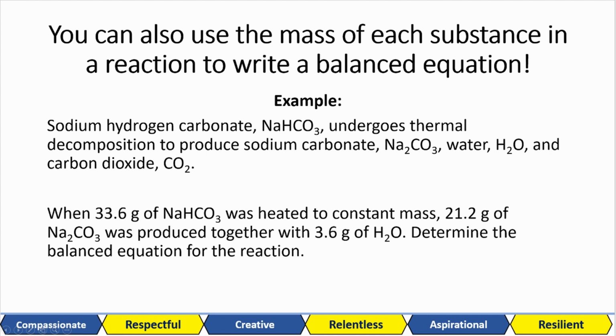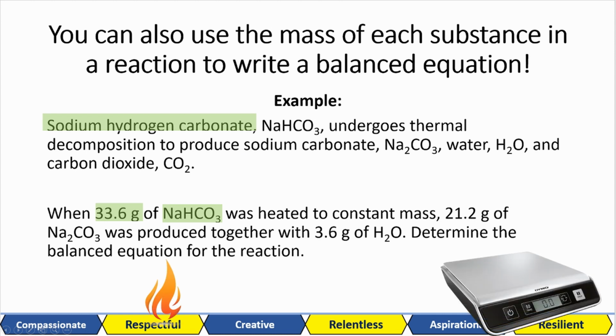When 33.6 grams of sodium hydrogen carbonate was heated to a constant mass, 21.2 grams of sodium carbonate was produced along with 3.6 grams of water. Determine the balanced equation for the reaction.